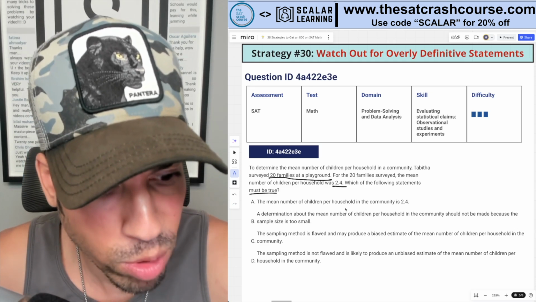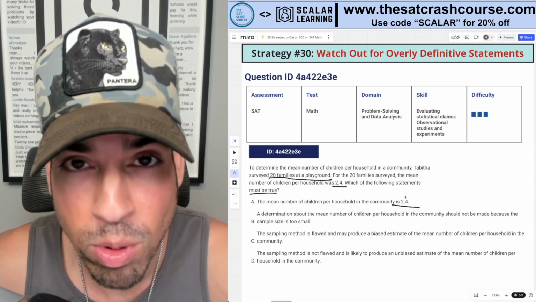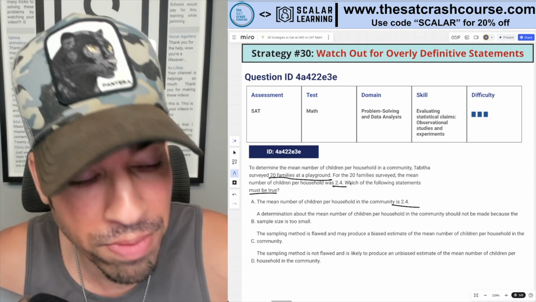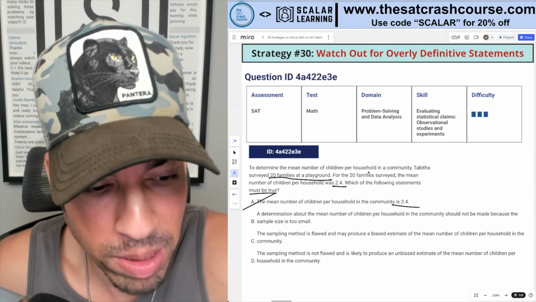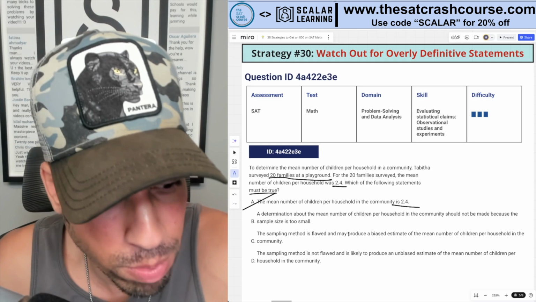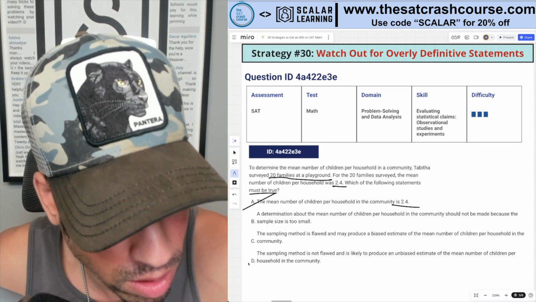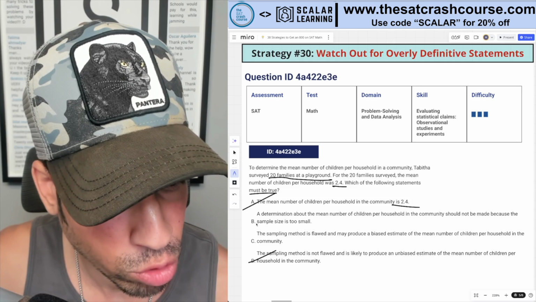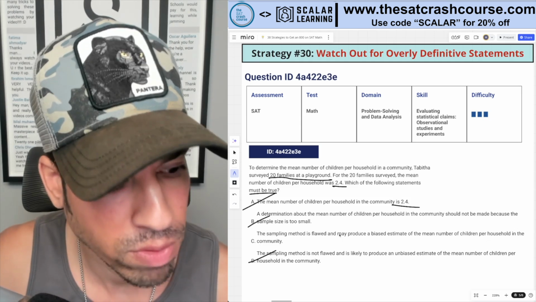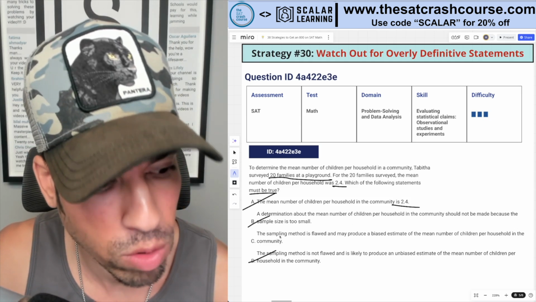It says the mean number of children per household is 2.4. So definitive, too definitive, out. Now, the rest of these has to do with whether this sampling method is flawed or not flawed. I've already touched upon that. It's definitely flawed, so we can eliminate D. And it's not because the sample size is actually too small. It's because of where the sampling was done. So it's going to be option C.